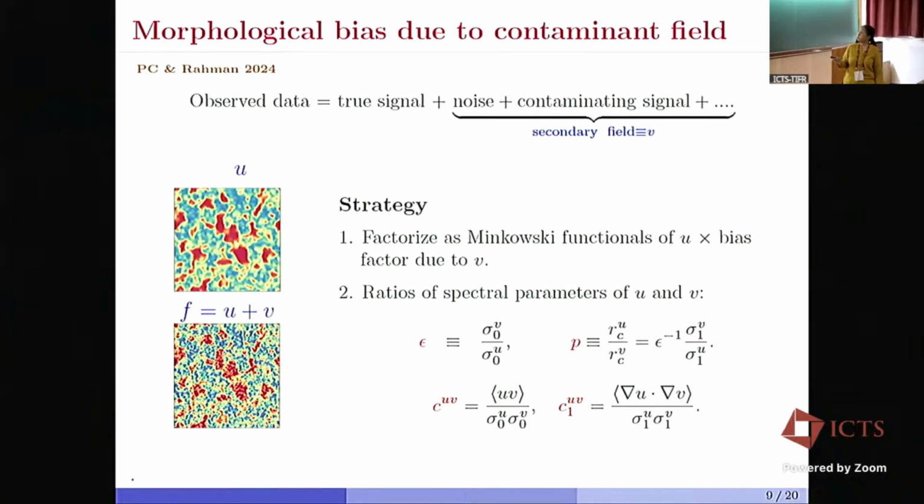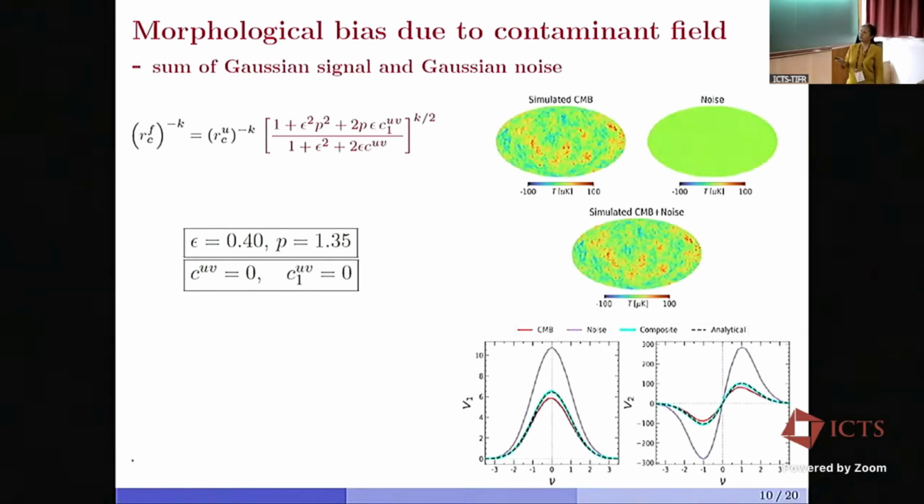The strategy for that is to write down the Minkowski functionals for U, the signal field, and then determine the bias. For this, we introduced 4 spectral ratios: the signal to noise, the inverse of the signal to noise, the ratio containing the first derivative of the fields, and the cross correlations between the two fields. Doing this, I will demonstrate two examples, beginning with a Gaussian signal and some Gaussian noise with some power spectrum. And this is how the amplitude of the Minkowski functional gets biased.